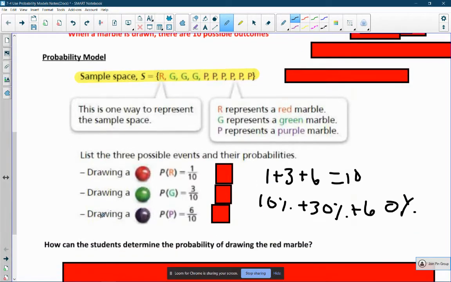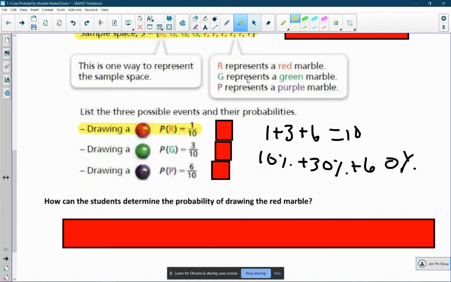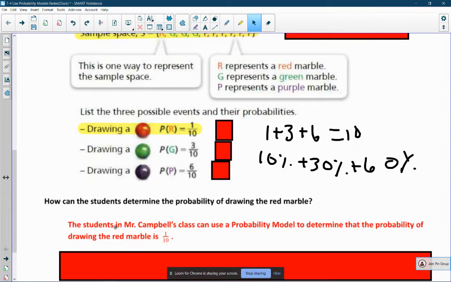So let's go back to our question. How can students determine the probability of drawing a red marble? Well, let's look at this. Boom, we just did it. It's 1 out of 10 or 10%. So we would answer it like this. The students in Mr. Campbell's class can use a probability model to determine that the probability of drawing the red marble is 1 out of 10.